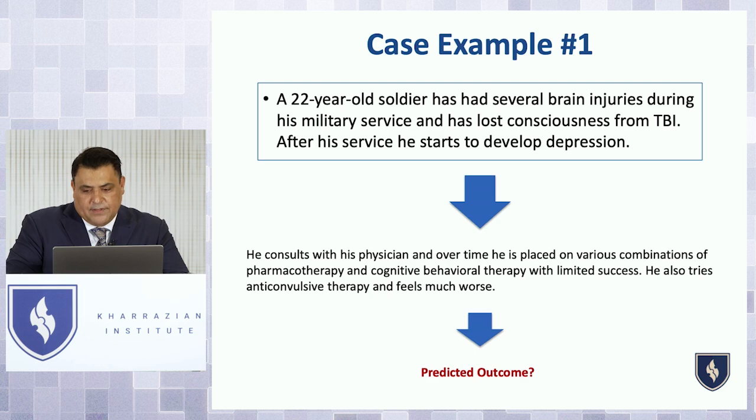What's his predicted outcome? His predicted outcome is poor in the healthcare system because he has a brain injury and he needs to work with someone that can help improve the health of his brain. And that's going to be a key factor of getting him out of a state of depression.